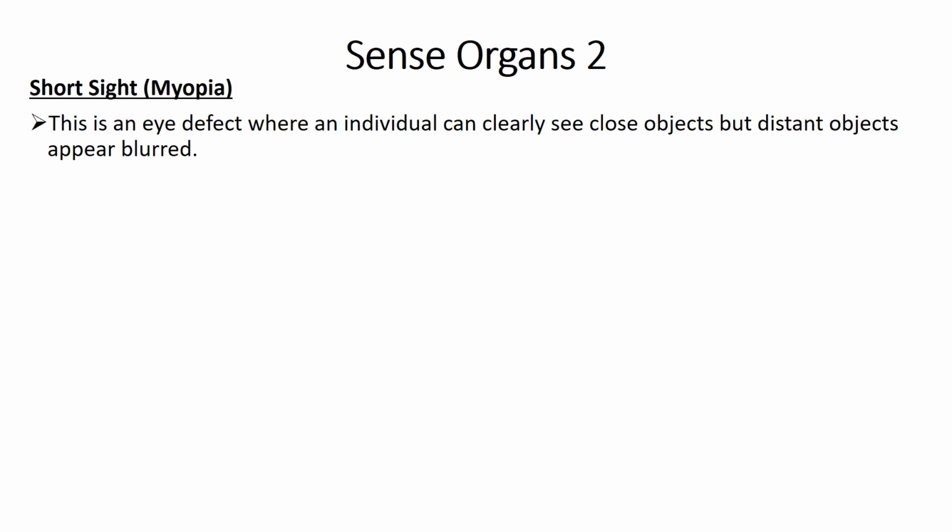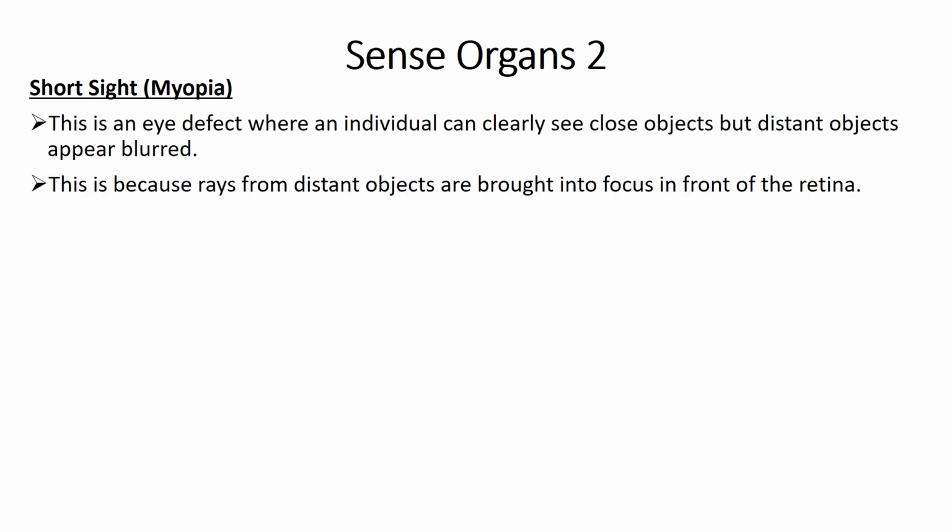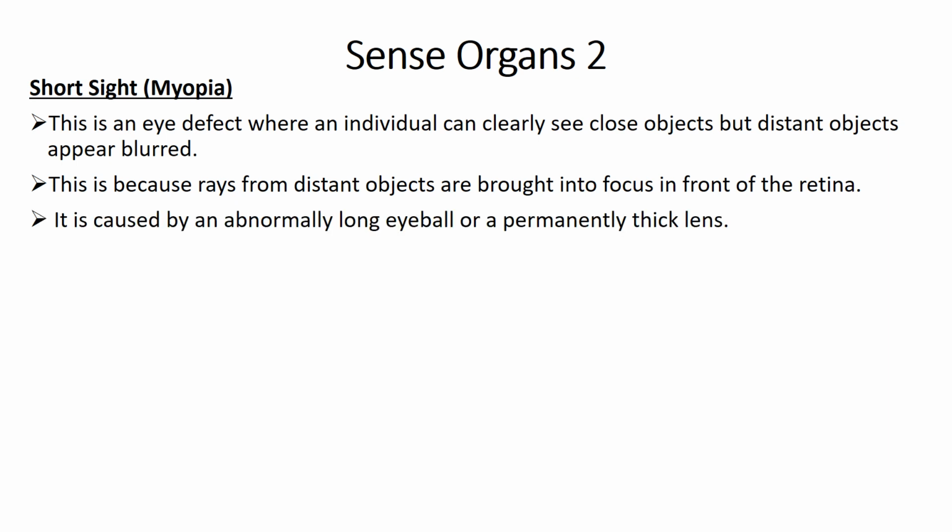So we start with myopia. This is an eye defect where an individual can clearly see close objects, but distant objects appear blurred. So you can see things that are closer to you, but things that are not close to you are not clear. This is because rays from distant objects are brought into focus in front of the retina instead of on the retina. It is caused by an abnormally long eyeball or a permanently thick lens.